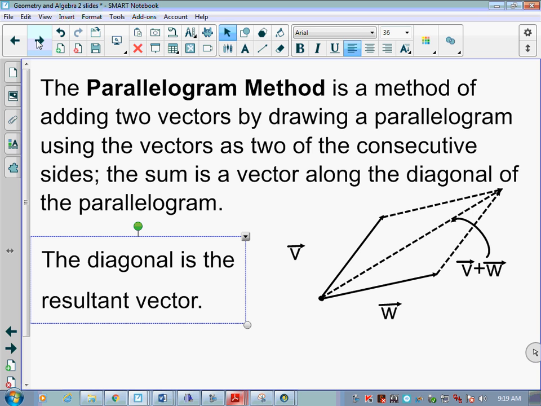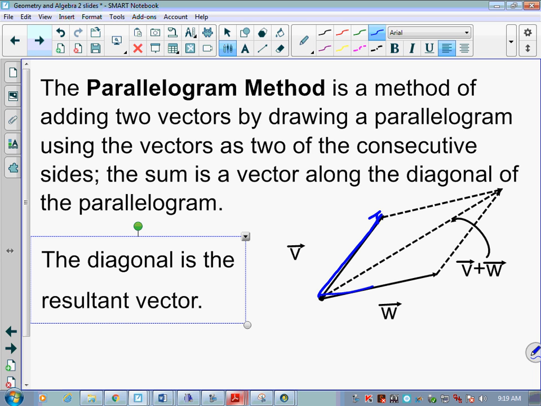The parallelogram method is a method of adding two vectors by drawing a parallelogram, using the vectors as two of the consecutive sides. The sum is a vector along the diagonal of the parallelogram. So if we had vector W, which starts from here and goes up, any two vectors can start from the same position because there's no requirement for where one starts. Vector W starts here, and I want to add those two things together.